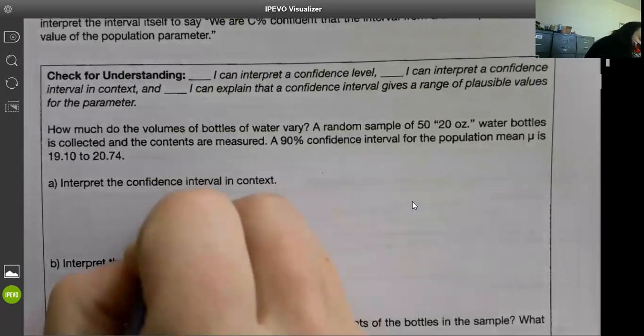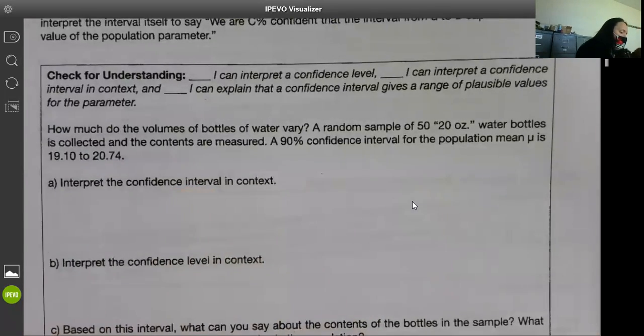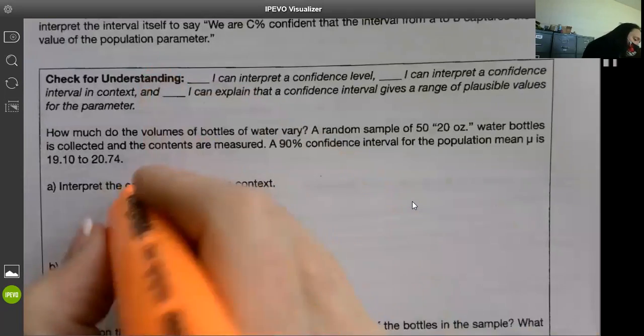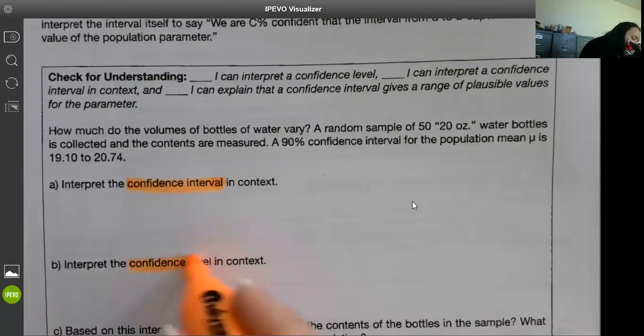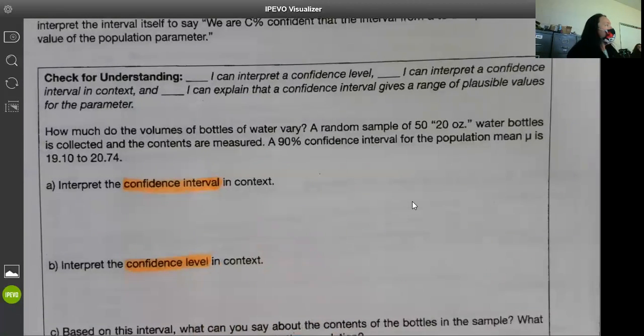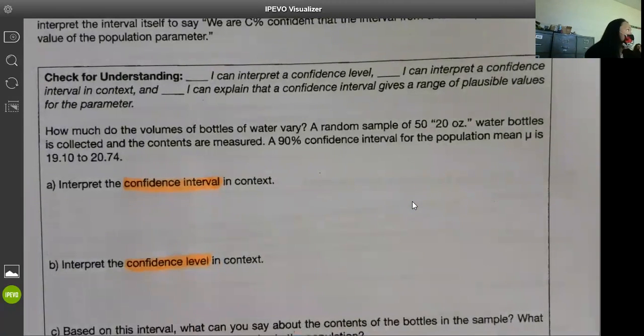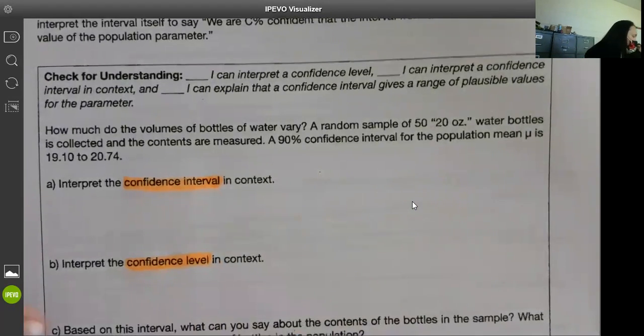Interpret the confidence interval. So what you need to make sure of is that you understand the difference. The first one asks for confidence interval, and the second one asks for confidence level. So know the difference. The confidence interval is the one that we've been doing the entire time. Level we've done like twice, and that was it. So make sure that you understand what you're doing on that one.